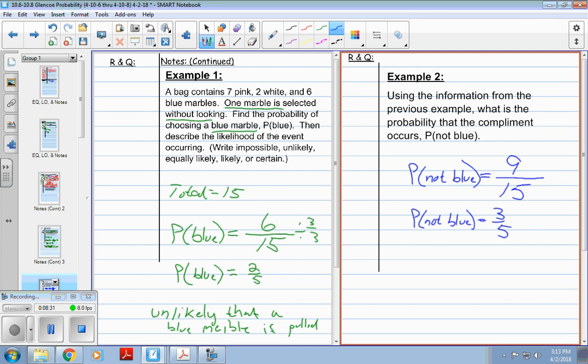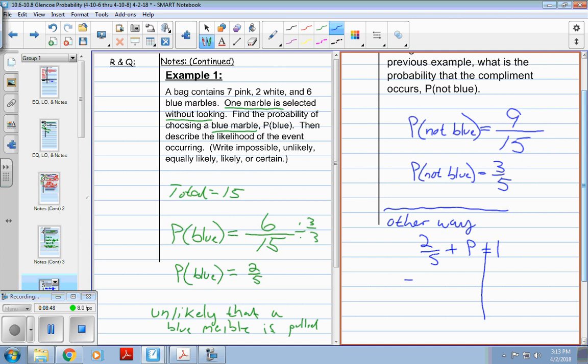That's just one way. The other way I could have figured the same problem out is I could have used the probability of blue plus this unknown probability that I didn't know, and it all had to equal 1. So minus 2/5 from both sides, and you would have come up with the same answer. The probability is equal to 3/5. So remember, when you're finding a complement, there's more than one way to do it. You can either find the probability of the event not happening, or you could just subtract from 1 based on the previous part of the problem. Well, that's how we find simple probability.